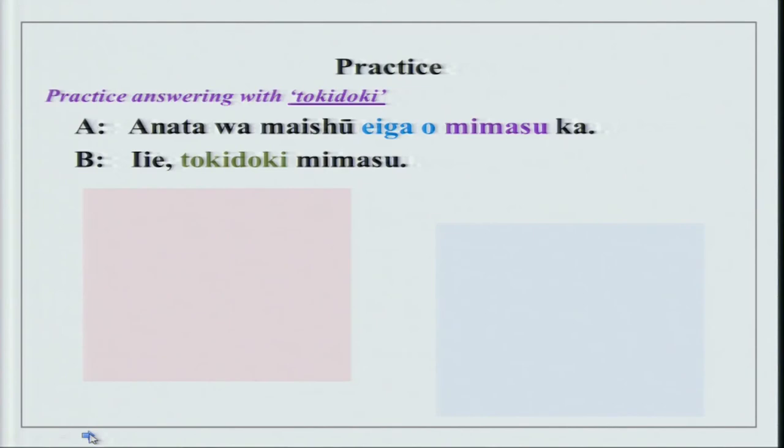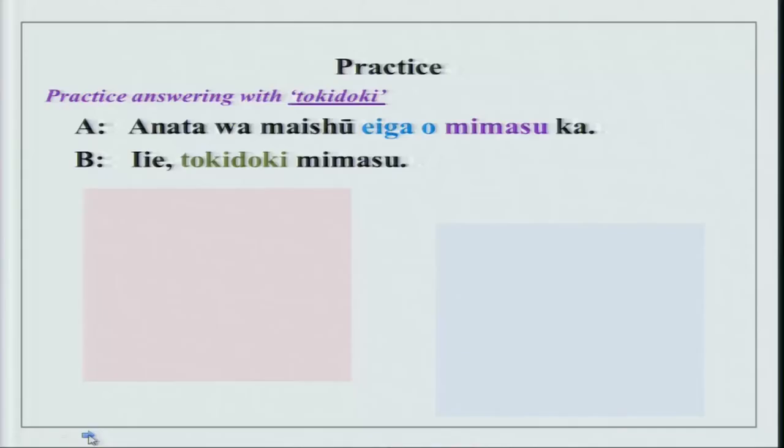Now, what we will do is, we will see what all is there in the lesson. Practice answering with tokidoki. Anata wa maishu eiga o mimasu ka? Maishu, you have done, means every week. Anata wa maishu eiga o mimasu ka? Iie, tokidoki mimasu. Tokidoki is sometimes.